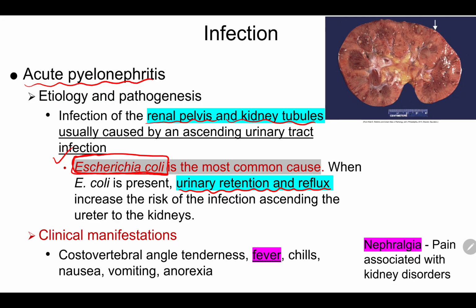So you also want to understand, well, what are some clinical manifestations of acute pyelonephritis? Costovertebral angle tenderness, some chills, some vomiting, right? Also fever. You're going to see fever with a lot of these disorders, but you've got to remember that that's going to be one of the clinical manifestations. I also put this terminology there as well, nephralgia. And so that's simply just pain associated with kidney disorders, okay? So you want to remember that as well.